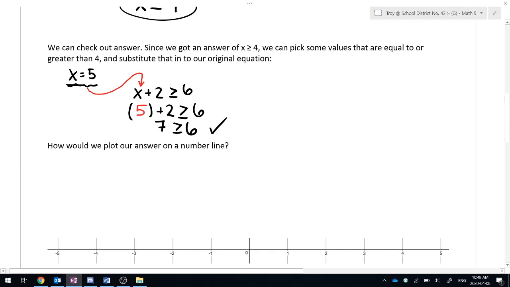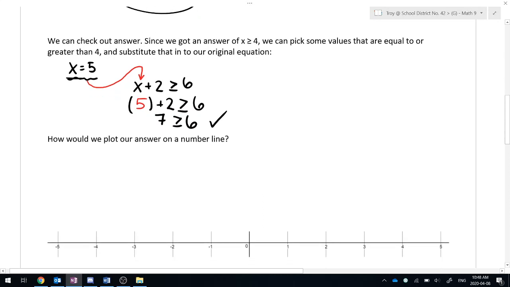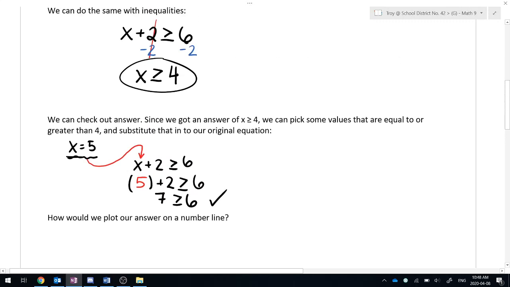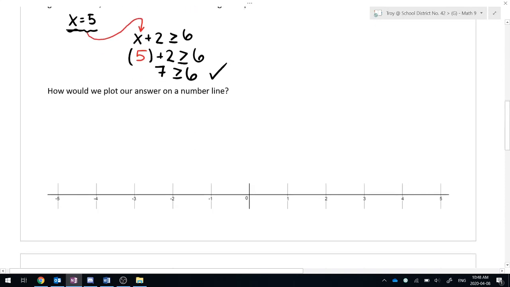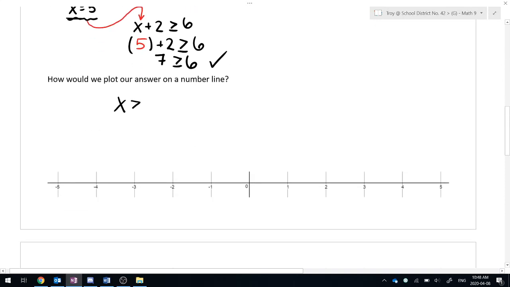So that's good. How would we plot our answer on a number line? Well, we got an answer of x is greater than or equal to 4. Okay, so 4 is over here, obviously. So that is greater than or equal to. So we know we're going to be using a closed dot to indicate that it can be equal to. Remember, if it's greater than or equal to or less than or equal to, we use a closed dot. If it's just greater than or if it's just less than, we use the open dot. Okay, so x is greater than or equal to 4.